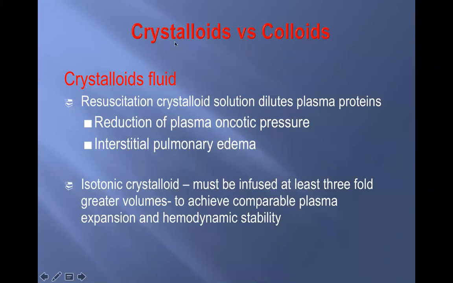Ashraf, why must the infusion of isotonic crystalloid be at least threefold greater in volume to achieve comparable plasma expansion and hemodynamic stability? Because of the osmolarity, so that it allows the fluid to shift from the extracellular to the intracellular compartment. Okay, thank you Ashraf.